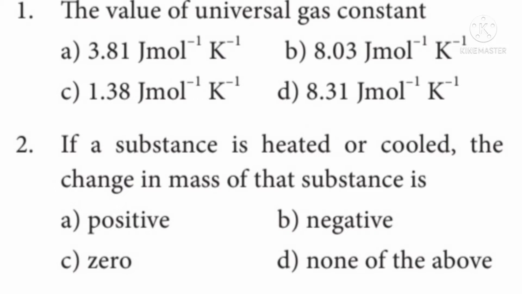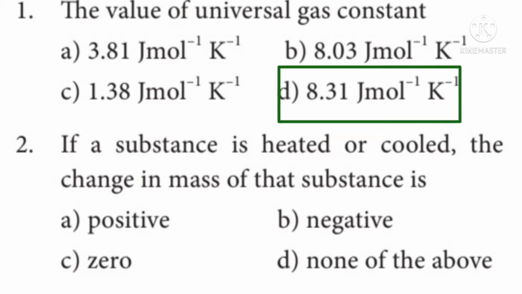Options. A. 3.81 Joule mole per minus 1 Kelvin per minus 1. B. 8.03 Joule mole per minus 1 Kelvin per minus 1. C. 1.38 Joule mole per minus 1 Kelvin per minus 1. D. 8.31 Joule mole per minus 1 Kelvin per minus 1. The correct answer is option D. 8.31 Joule mole per minus 1 Kelvin per minus 1.